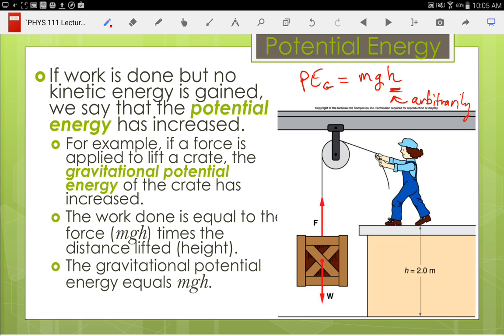So it doesn't matter what you use as your reference, as long as you're consistent throughout the problem, it'll work out fine, because everything that we do has to do with the change in energy.